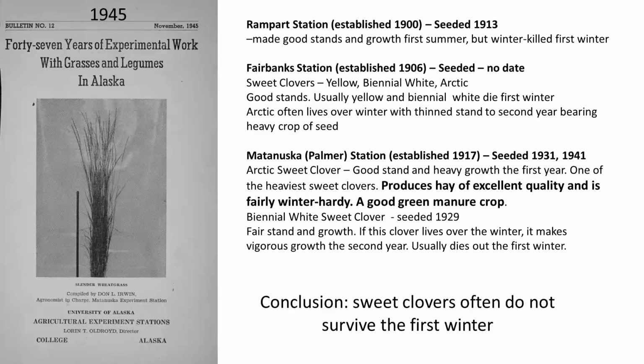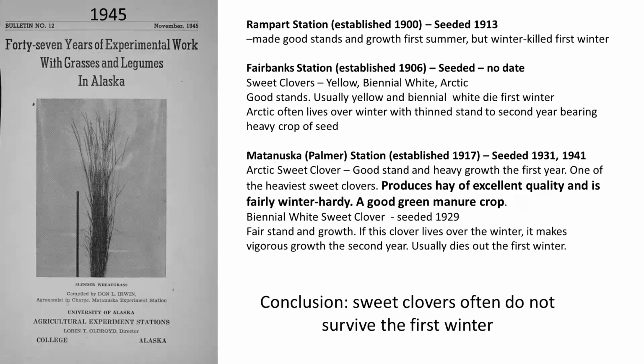So I went back to look and see when Sweetclover was first mentioned. And the first introduction of Sweetclover was to be used for agriculture. There were a number of stations in Alaska that were mentioned. They talk about the Rampart Station, which was established in 1900, and they tried to grow sweet clover, but it didn't work very well for them.